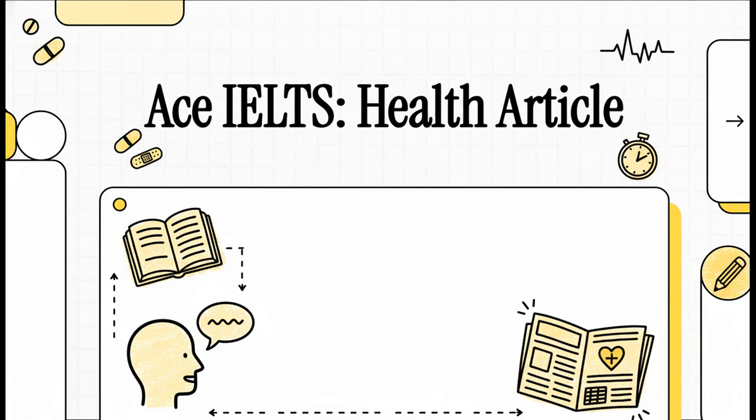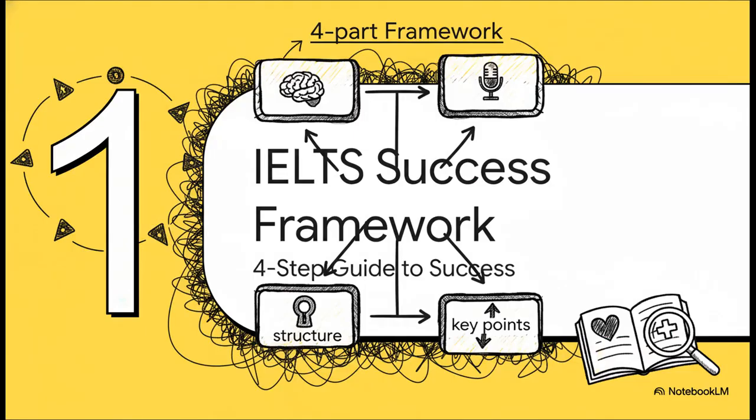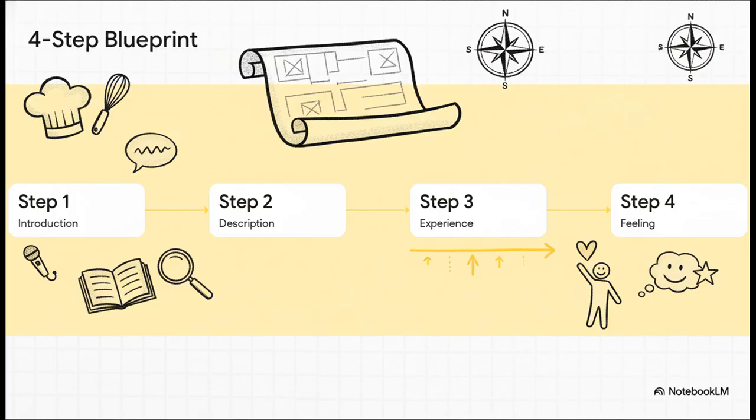All right, today we are going to totally nail the IELTS speaking question about describing a health article. I'm going to give you all the tools you need for a really high-scoring answer. So, we're going to use this super simple, but honestly really powerful 4-part framework. Think of it as your secret guide to building the perfect answer, one that checks all the boxes for the examiner. Yeah, this is basically your recipe for success.